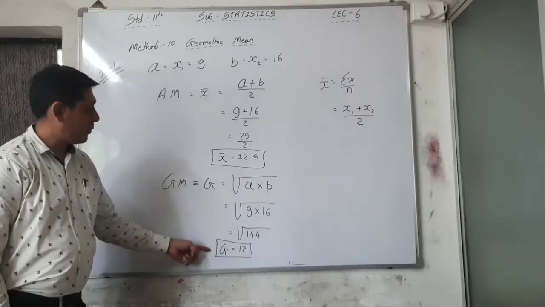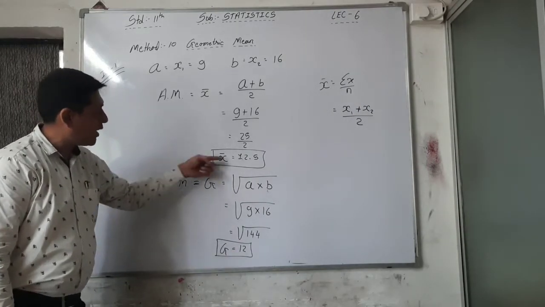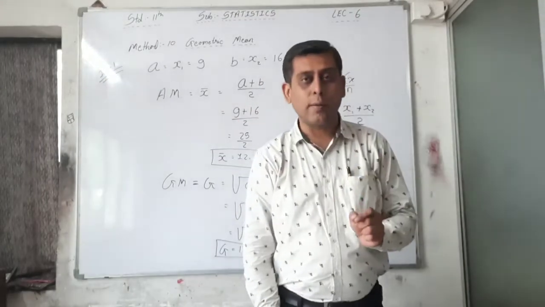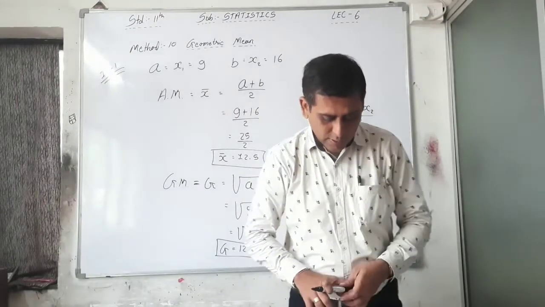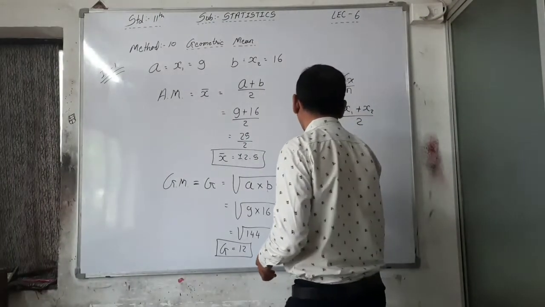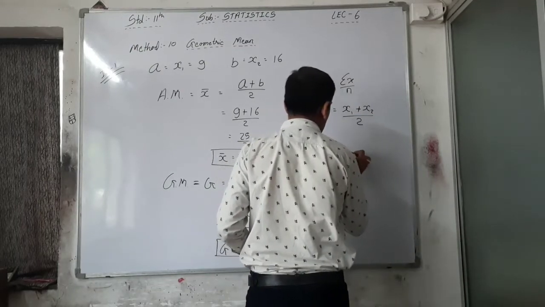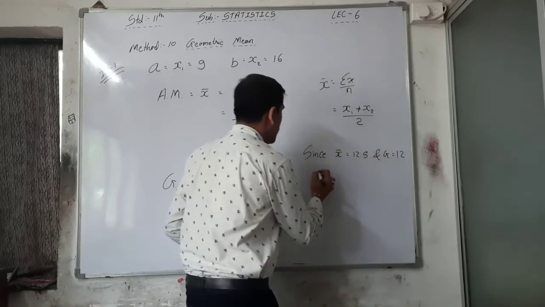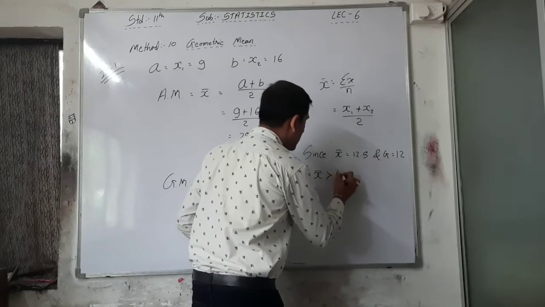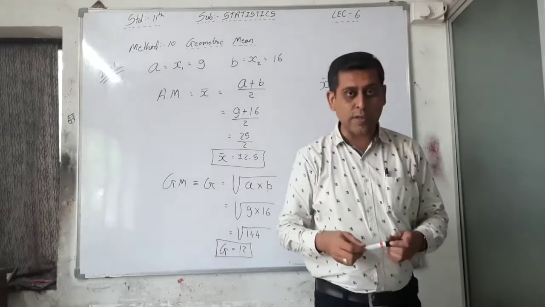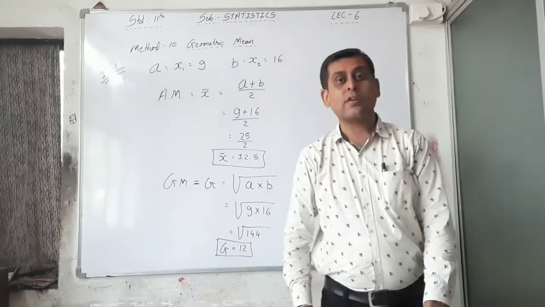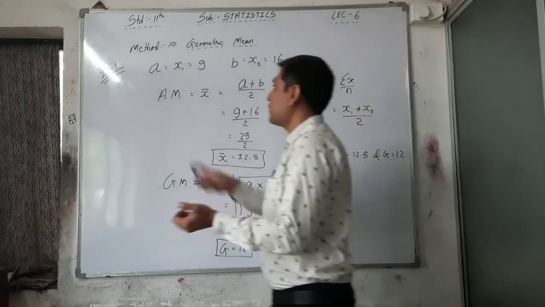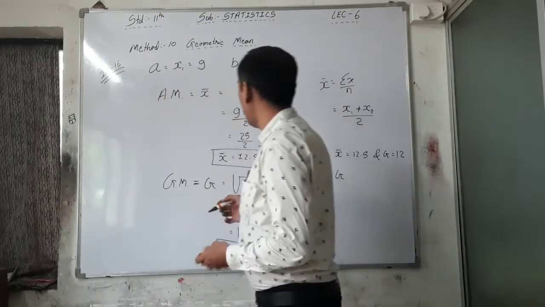See here we are proving that G is equal to 12 and x bar is equal to 12.5. See, 12.5 is more than 12. That's why we can say that since x bar is equal to 12.5 and G is equal to 12, x bar is greater than G. Here we are proving that x bar is greater than G. Okay. So here your illustration number 16 is over.